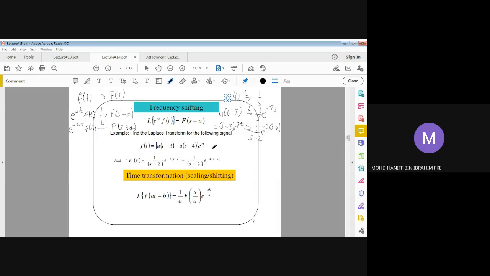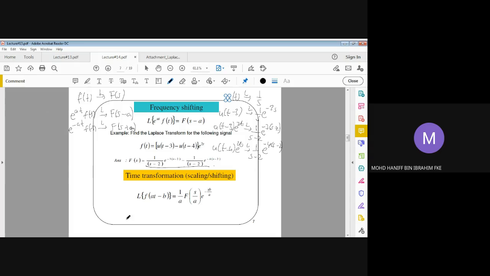And the same thing applies for u(t minus 4) exponential 2t. The result for that will be 1 over s minus 2, exponential negative 4 of s minus 2. So that's why we have the F(s) as given here. Is it clear?